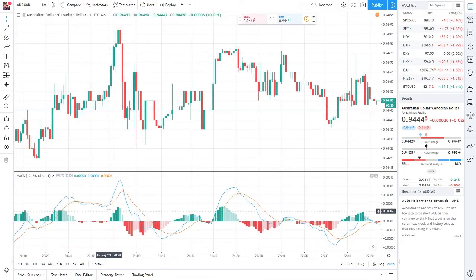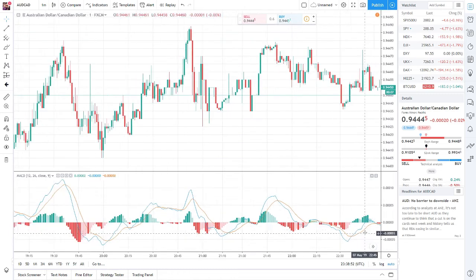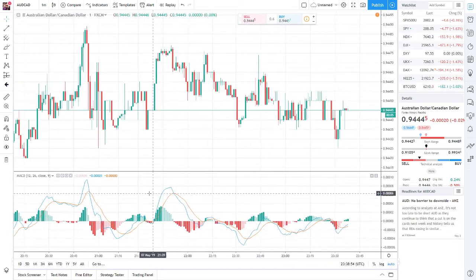For example, if you can see over here, the lines intersect here, and then the chart goes down. Then the lines intersect here, the chart goes up. Then the lines intersect here again, the chart goes down again, and then the lines intersect over here, the chart goes up. So this is how MACD works.